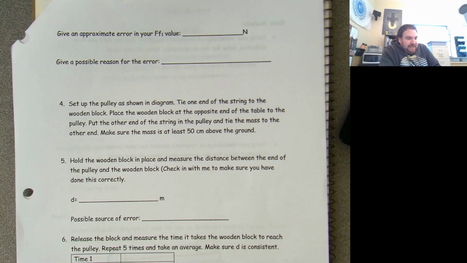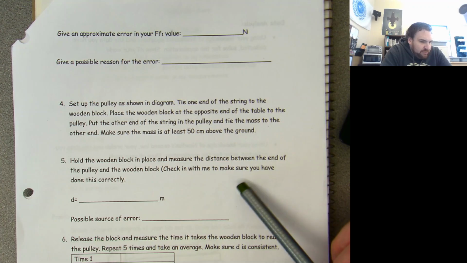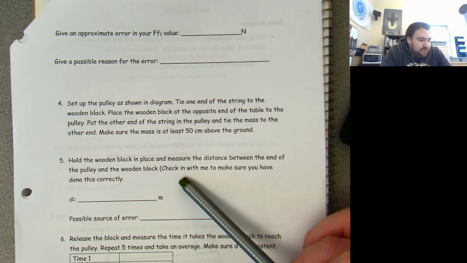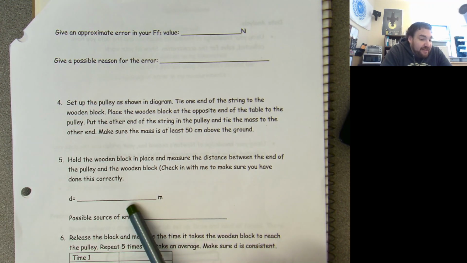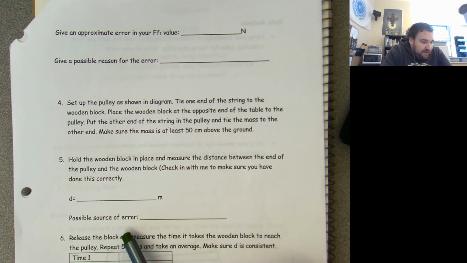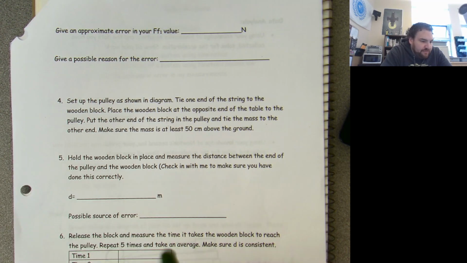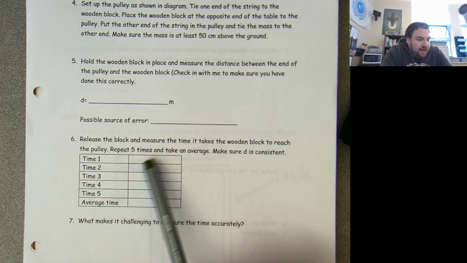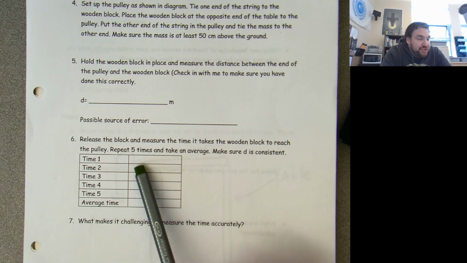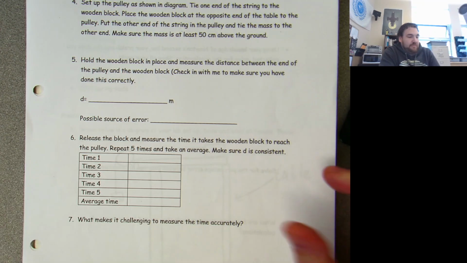You're going to hold the block in place. You're going to measure the distance between the end of the pulley and the wooden block. Check with me to make sure you've done this correctly. Again, include some error. How good do you think your measurement is? And why? You're going to release the block and measure the time it takes the wooden block to reach the pulley. You're going to repeat that 5 times.